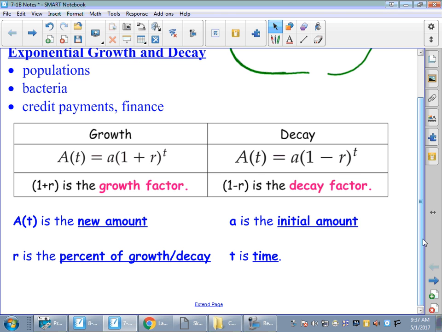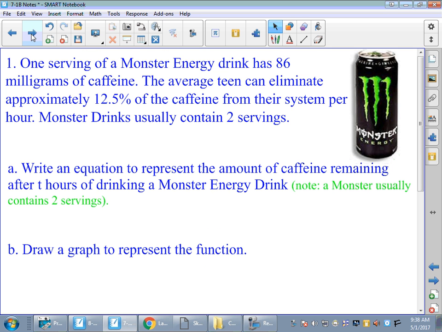Time is usually in years if you're talking about finance, but bacteria could be hours or minutes. Populations are sometimes years or maybe decades. Remember, whenever you use r, you need to move the decimal 2 decimal places so that you can actually do the math with r. So 85% would be 0.85. So let's go ahead and try a couple of these.